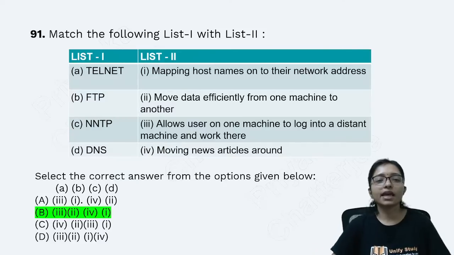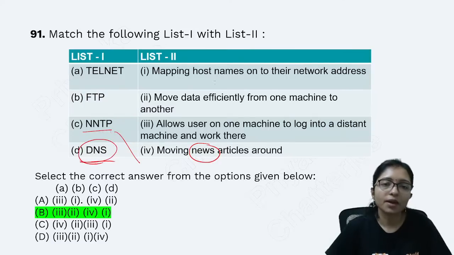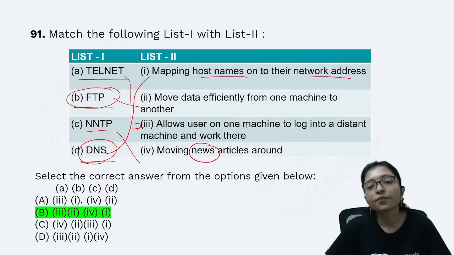Telnet, FTP, NNTP and DNS. NNTP is the Network News Transfer Protocol. This is news transfer, so with the news you can match it. DNS is the domain name server, which maps the host to the network address. Telnet and FTP: FTP is the file transfer protocol, where data is transferred from one machine to another machine. And Telnet allows a user on one machine to log in to a distant machine.